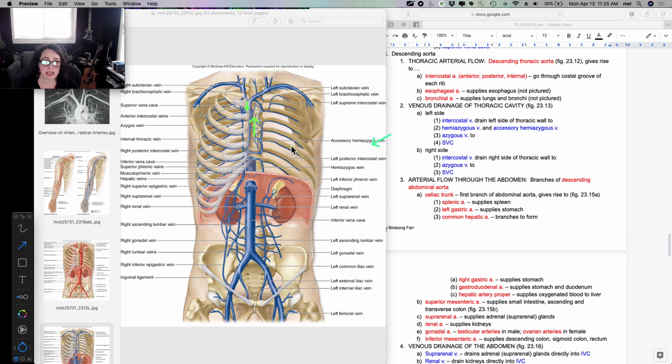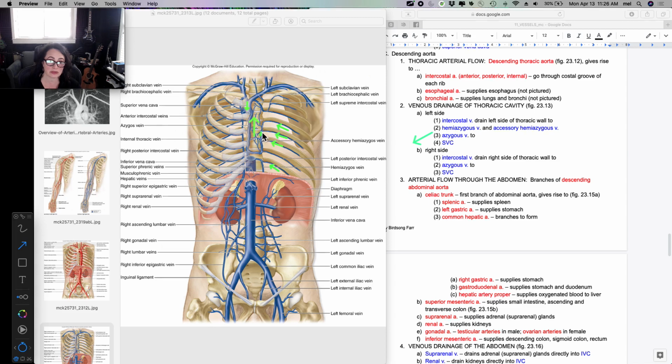What we're going to do with the left side is all of these intercostal veins, all of them, are going to be carrying blood that direction, okay? But the top ones dump into a different place than the bottom ones do. So the intercostal veins will drain the left side of the thoracic wall, and they're going to drain into two different vessels. This guy right here is called the accessory hemiazygos vein, right there, okay? And the accessory hemiazygos vein is going to drain into the azygos.